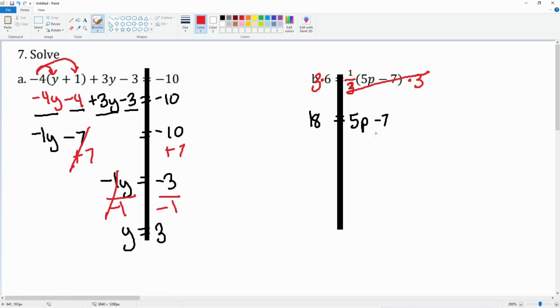Getting rid of the minus 7, we're going to add 7 to both sides. This is not going to cancel. This is going to leave you with 18 plus 7, which is 25, on the left hand side is equal to 5p. Then we're going to divide 5 on both sides. 5 over 5 cancels. This gets you p is equal to 5.